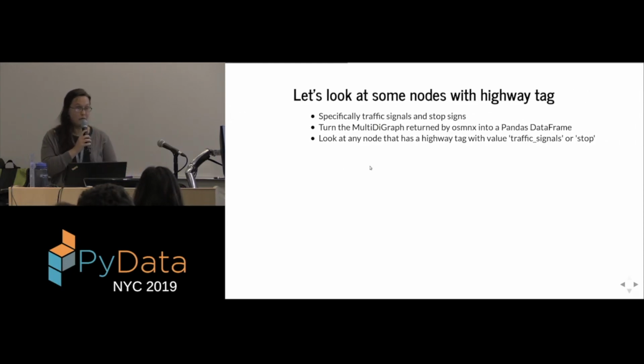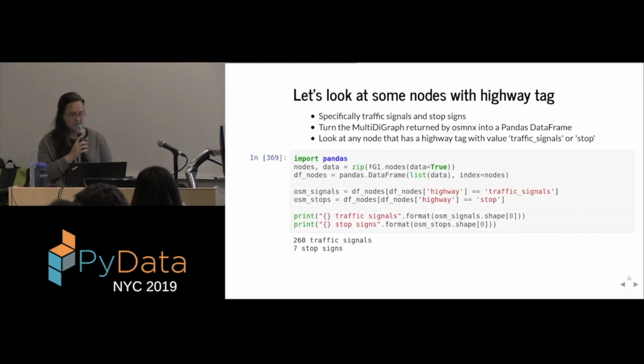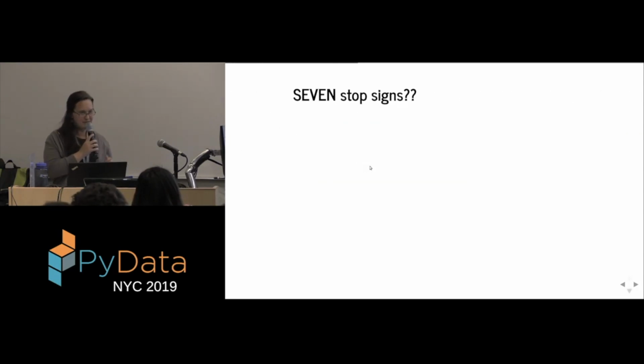So let's look at some of the nodes with the highway tag, because this is a feature that we might care about at Insight Lane. Traffic signals and stop signs might be indicative of greater or less risk in our road network, traffic crash risk. So OSMnx returns a multi-digraph, and we can convert it into a pandas data frame. And then we can look at any node that has a highway tag with either traffic signals or stop. And we'll see that there are 260 traffic signals in the OpenStreetMap data for Cambridge, and there are 7 stop signs. Really? There are more than 7 stop signs in Cambridge.